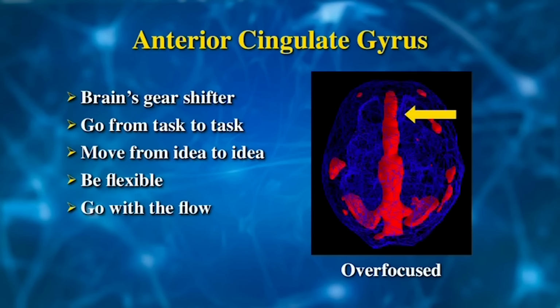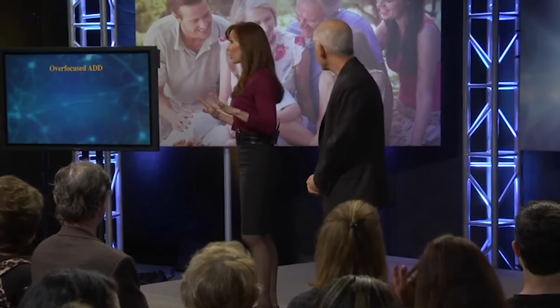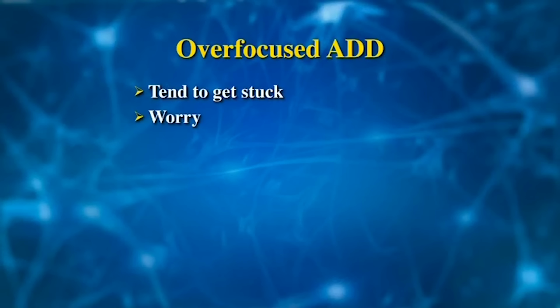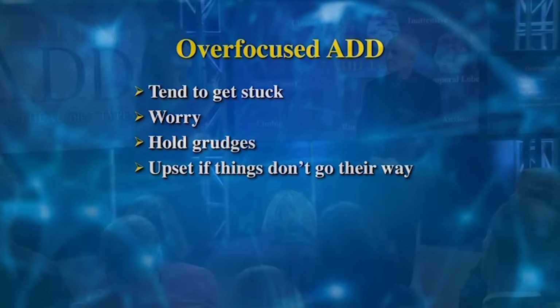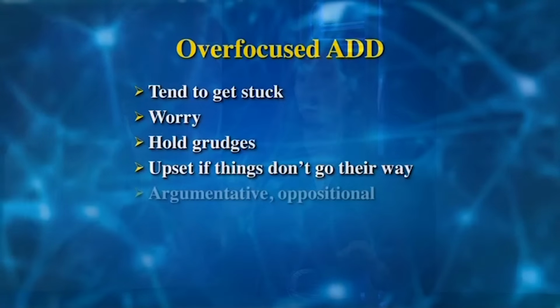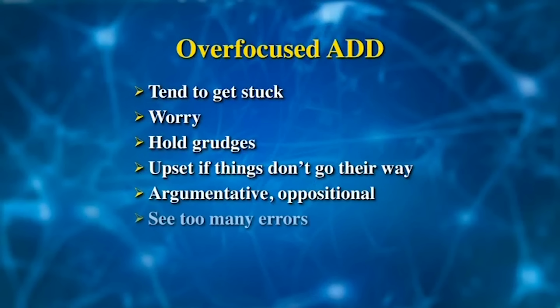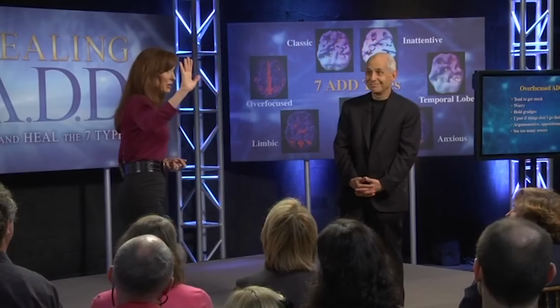This is the part of the brain that is also involved in error detection, or knowing when something isn't right. When the anterior cingulate works too hard, people get stuck. They worry, hold grudges, and if things don't go their way, they can get very upset and sometimes even explode. On the surface, they can appear selfish, but they really aren't selfish. Their brains are inflexible. They can also be argumentative, oppositional, and tend to see too many errors, which can be really irritating. Do you know anyone like this?